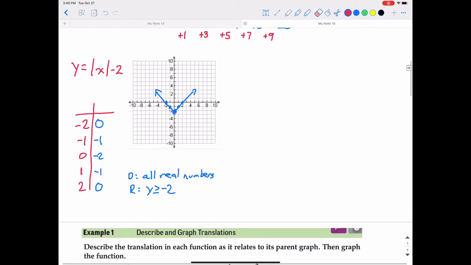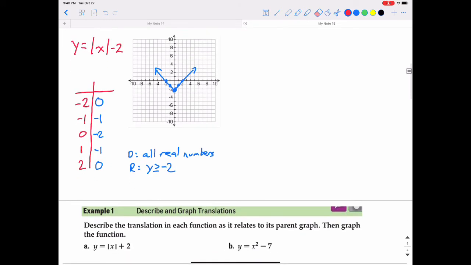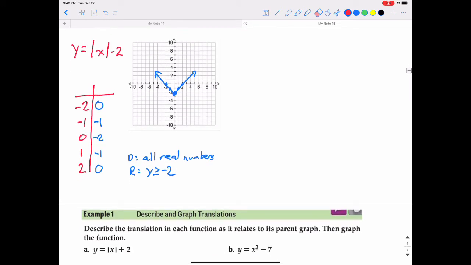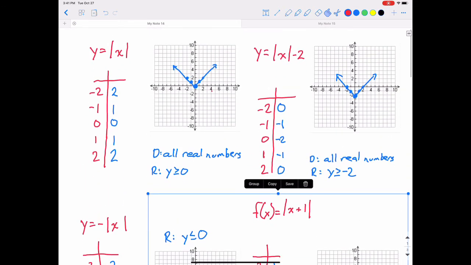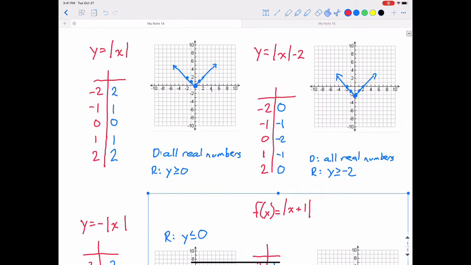On your previous set of notes, and I'm going to reference the previous set of notes from the last section quite a bit, from section 2.5, we had a graph that looked like that. It was y equals the absolute value of x minus 2, and the previous set of notes is right over here. So right here was the previous set of notes. So up here is y equals the absolute value of x minus 2.